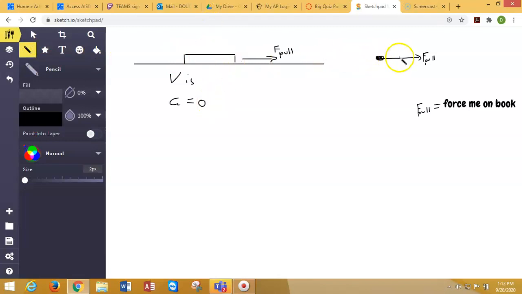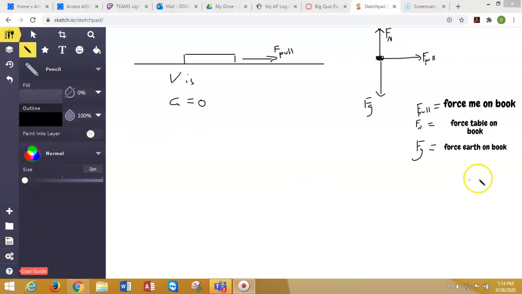Now if the book's not going up or down, then I have some balanced forces in the y-axis. My downward force I could call Fg. My upward force is that force of the table pushing up perpendicularly. That's called normal force. So there are all my forces defined. One thing I didn't do is put x and y on these forces. My force pull is in the x, my Fn and my Fg are in the y.